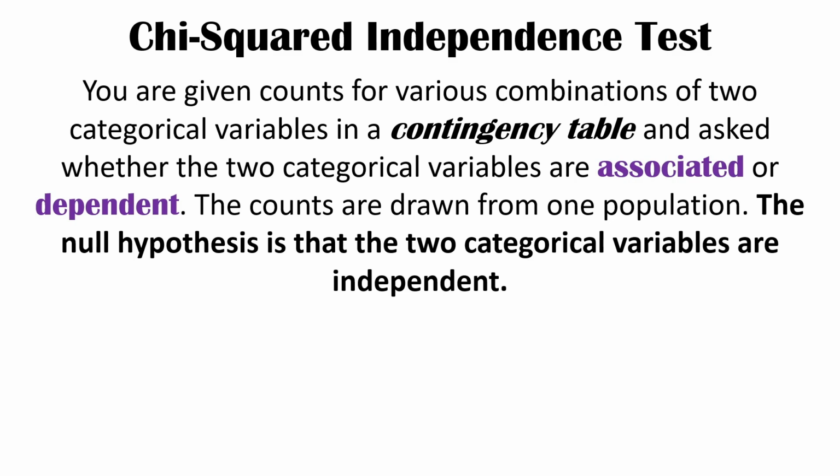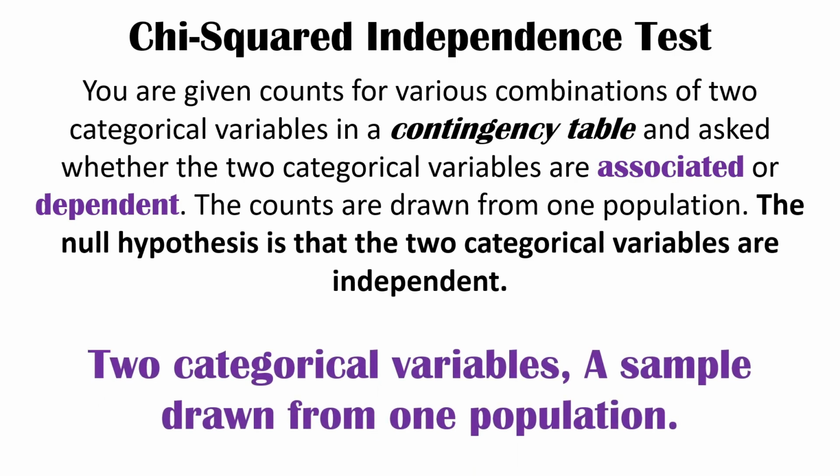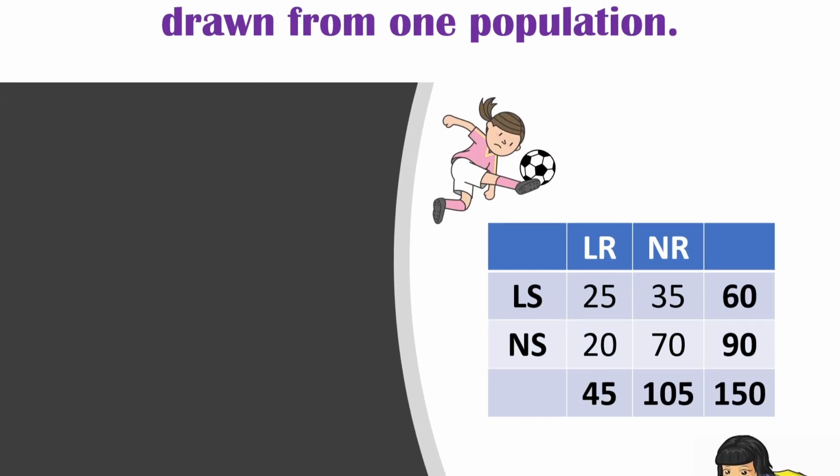We're going to start now with the chi-squared independence test. Now here, you're given counts for various combinations of two categorical variables. Those are going to be in a contingency table, and you're going to be asked whether the two categorical variables are associated or dependent. The counts are drawn from one population. The null hypothesis is that the two categorical variables are independent. So in summary, for this test, we have two categorical variables and the sample is drawn from one population.